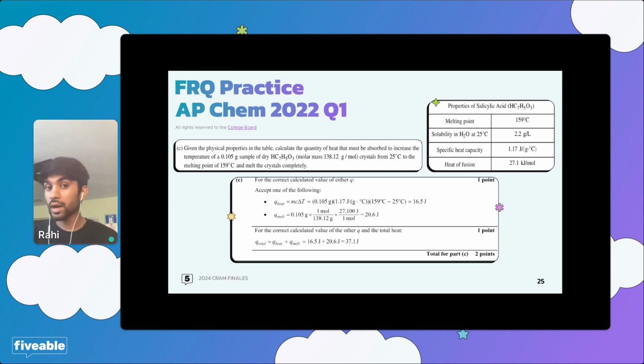And then, remember, we're not done, right? Because this question said that we're going to melt the crystals completely. So we need to look at the heat of fusion, which is, like Yash just said, a fancy way of just saying melting. So in that case, we need the amount of moles times the heat of fusion, right? And if you're wondering, do I need the grams or do I need the moles? We're going to look at the units of our heat of fusion. Our heat of fusion is kilojoules over moles, right?